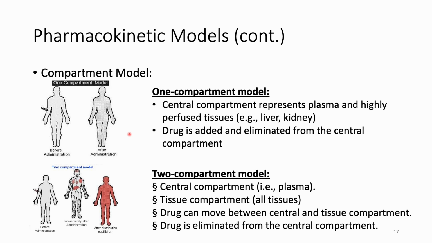In the two-compartment model, the central compartment is usually the plasma, and then there is a tissue compartment. The drug can move between the central and tissue compartments, and the drug is still eliminated from the central compartment.